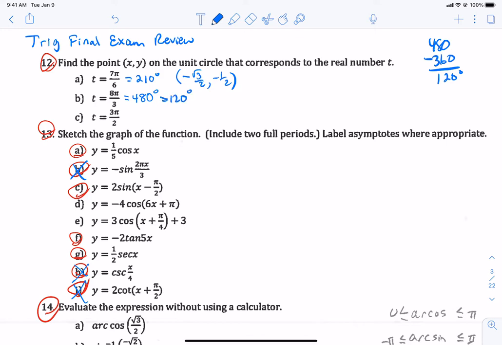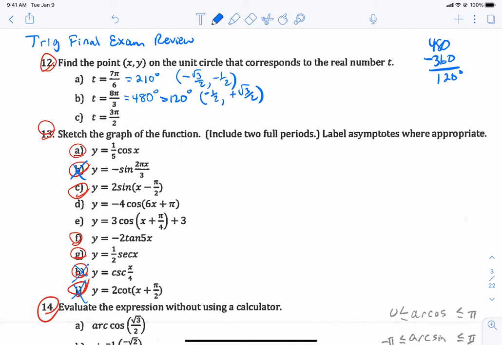Now, 120 on the unit circle is the 60 reference that is in the second quadrant. So that point that they want as an answer is 1/2, negative square root of 3 over 2. Oh, I'm sorry, I have my positives and negatives. The x is negative and the y is positive.